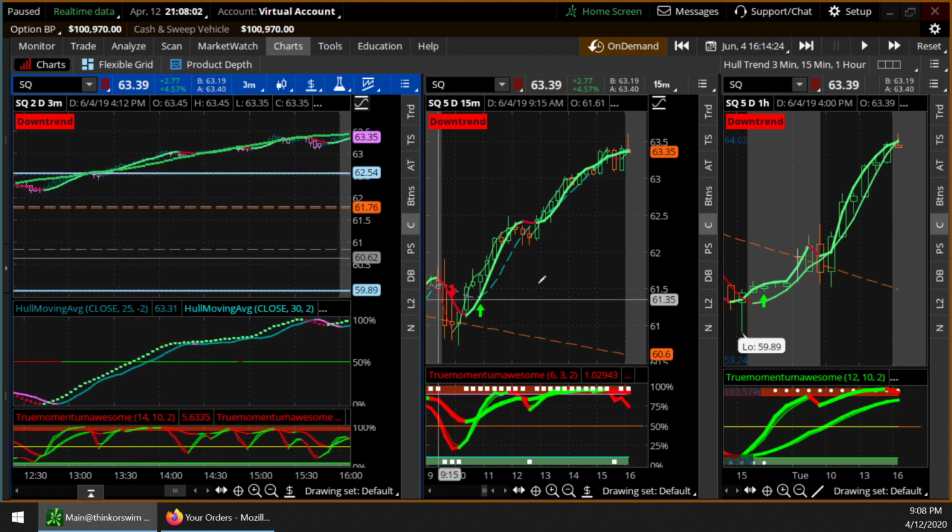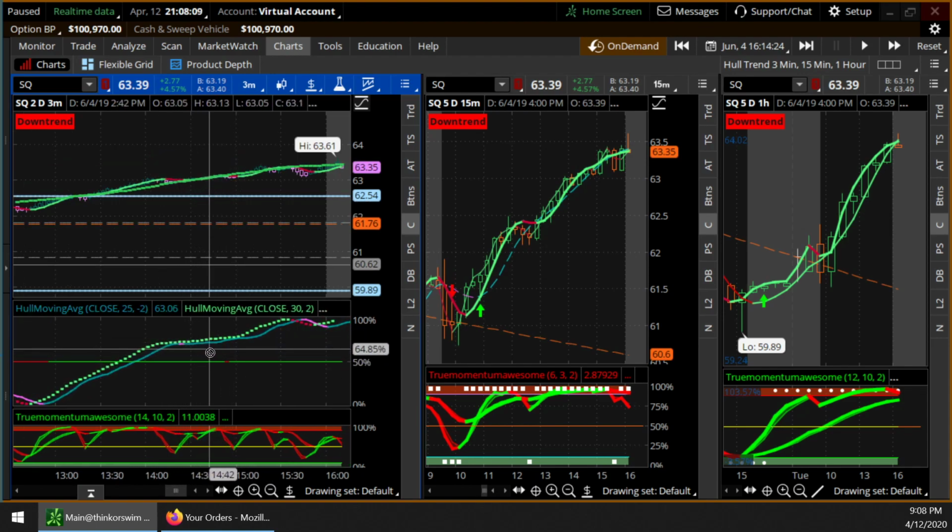However, if the trend is strong, you can see that the 30 stayed green here, so you could have stayed in your position, and eventually the 25 hull went back to green and continued to push up. Then once the 30 started to turn red there, you got a little bit of a pullback.